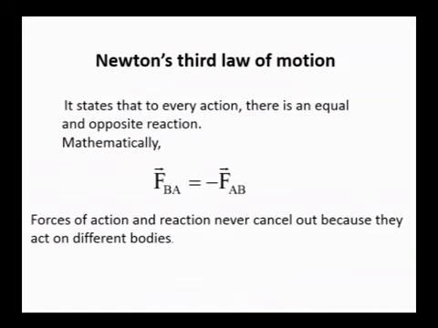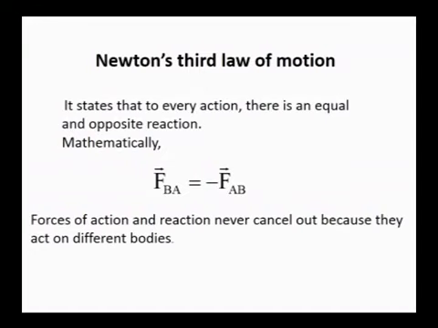The very famous among Newton's laws is Newton's third law of motion. It is actually the third law which should be stated first, but anyway, in textbooks we study it as the third law. It states that for every action there is an equal and opposite reaction. Mathematically, if there are two bodies and body A exerts a force on body B, then equal and opposite force is exerted by body B on A, and this is written as force BA is equal to minus force AB.